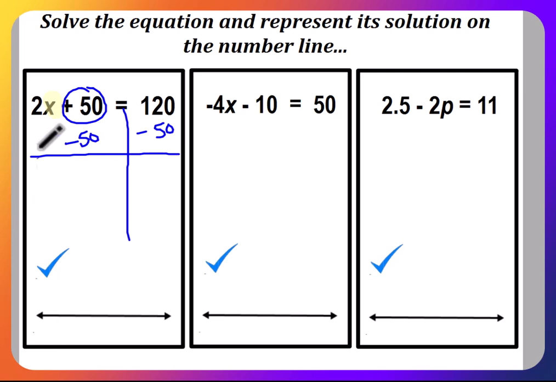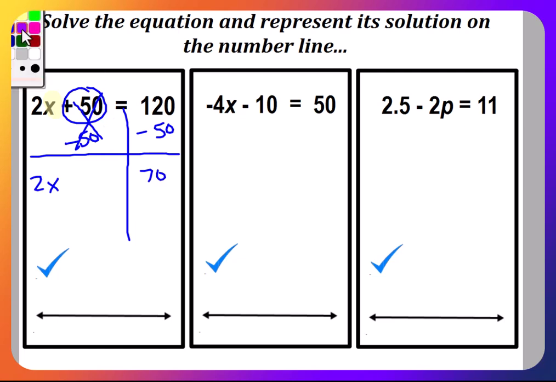Now, do the math. We haven't done anything with the x's. We're not combining any x's yet. So we bring down the 2x. The positive 50 and the negative 50 zero out. There's no need to write plus 0. Okay? Then 120 minus 50, different signs, subtract. It's going to be 70. There's more positives, so it's a positive 70. But we're not done yet because our x is still not isolated.